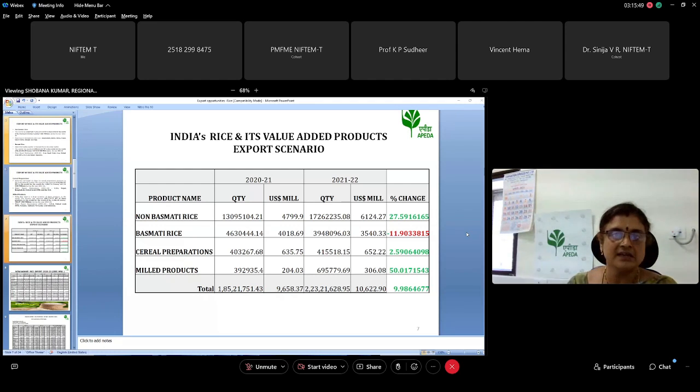HS code is the code number which describes the particular produce or product. Under non-basmati rice, we have many traditional rice varieties which are included, but they do not have a separate HS code. But as per the source that we get from the exporters, many traditional non-basmati rice varieties from across the country have been exported to many countries, particularly for medicinal purpose.